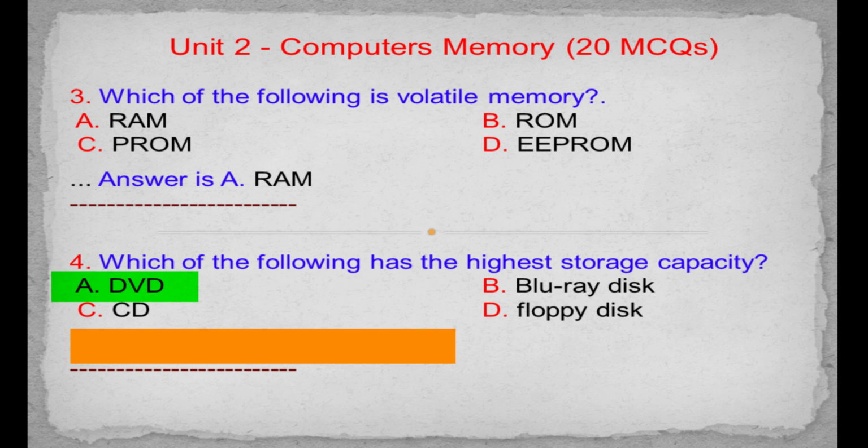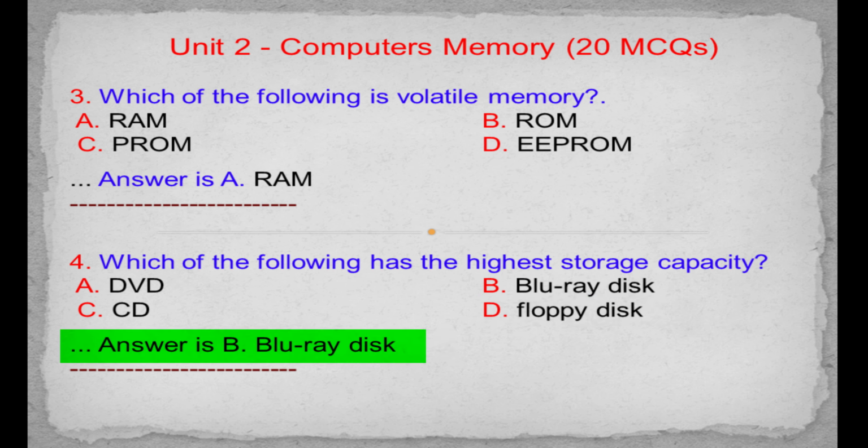MCQs number 4. Which of the following has the highest storage capacity? Option A. DVD. Option B. Blu-ray disc. Option C. CD. Option D. Floppy disk. Correct answer is option B. Blu-ray disc.